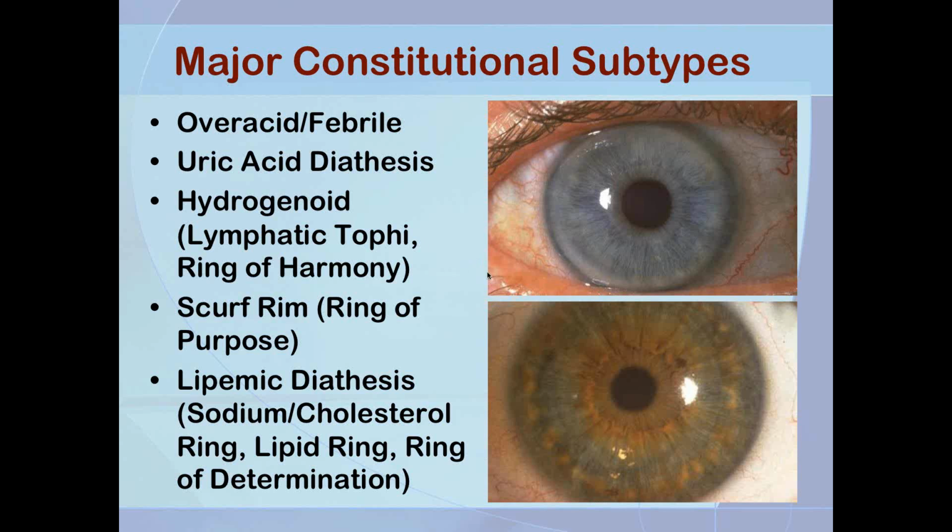So we're going to go through these major constitutional subtypes: the overacid or febrile eye, the uric acid diathesis, the hydrogenoid constitutional subtype, which is also lymphatic tophi, or in radiology the ring of harmony, the scurf rim, which in radiology is the ring of purpose, and the lipemic diathesis, which Jensen called a sodium cholesterol ring, which has also been called a lipid ring, and Denny calls it a ring of determination.